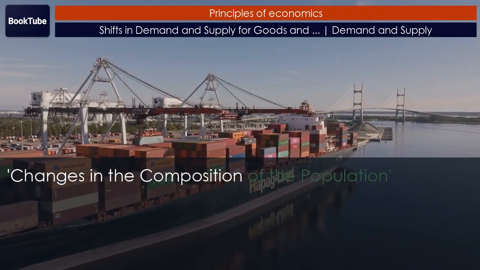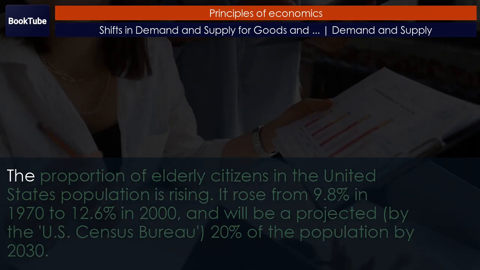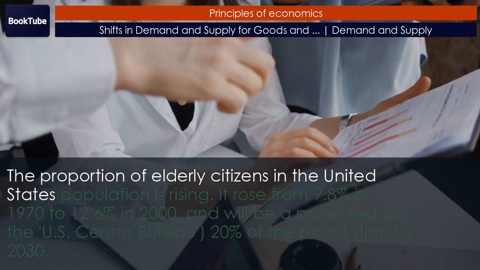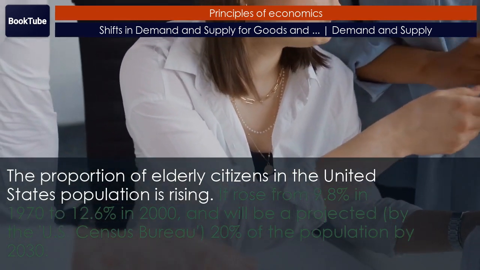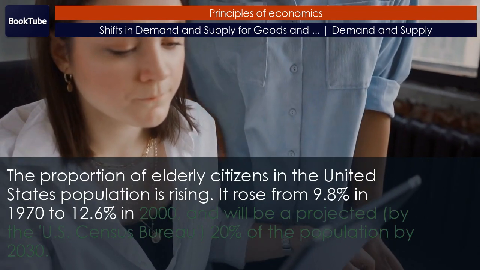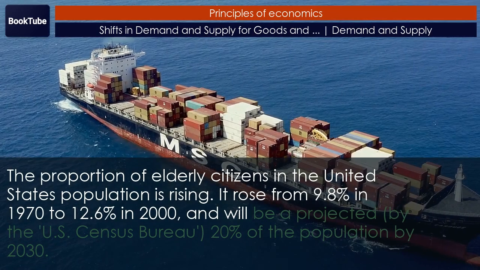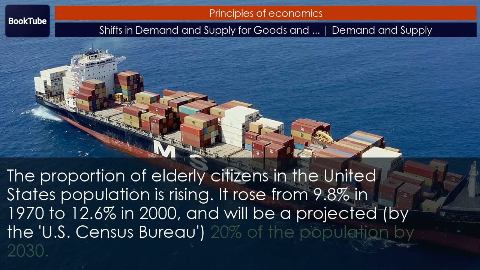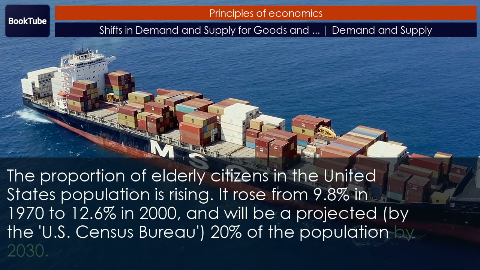Changes in the composition of the population. The proportion of elderly citizens in the United States population is rising. It rose from 9.8% in 1970 to 12.6% in 2000, and is projected by the U.S. Census Bureau to be 20% of the population by 2030.